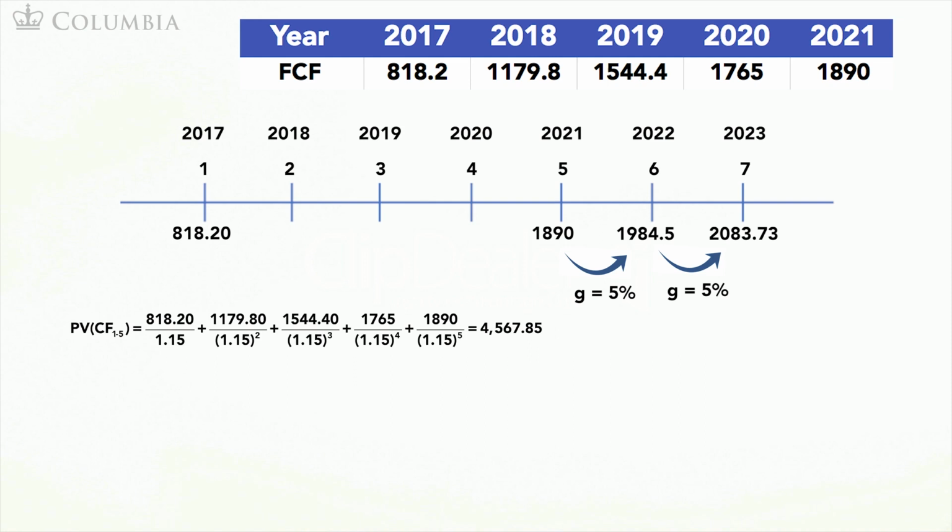Well, as you can see, these cash flows follow a pattern. They grow at 5% and go on forever. Therefore, we can use the growing perpetuity formula to capture their present value.